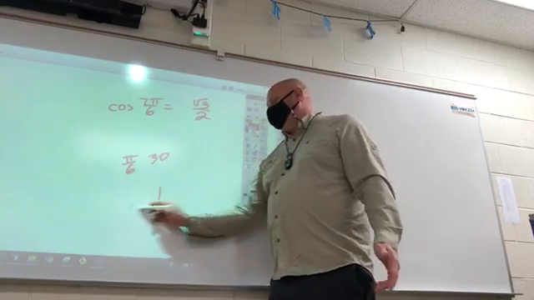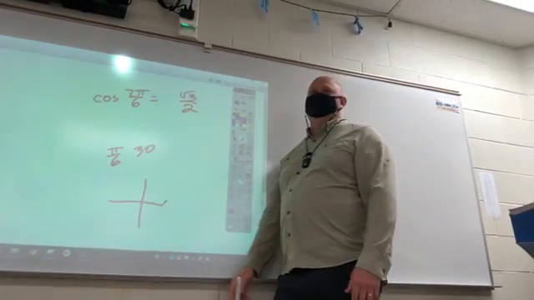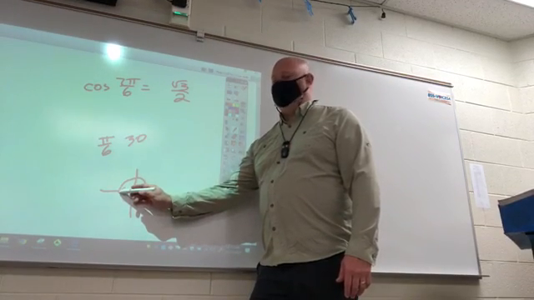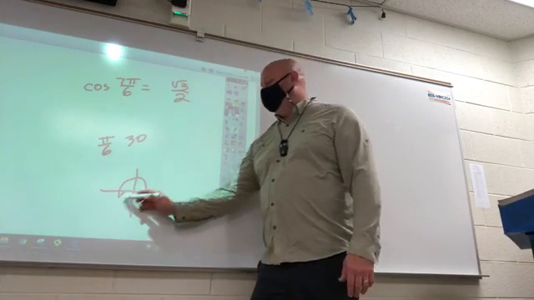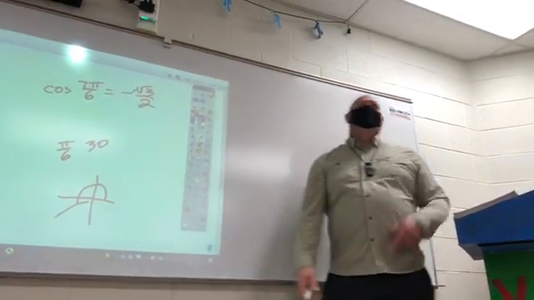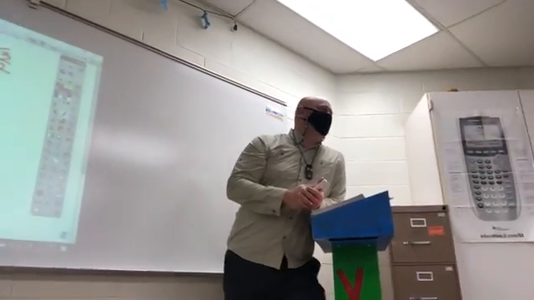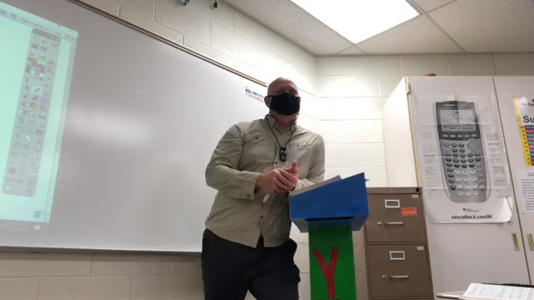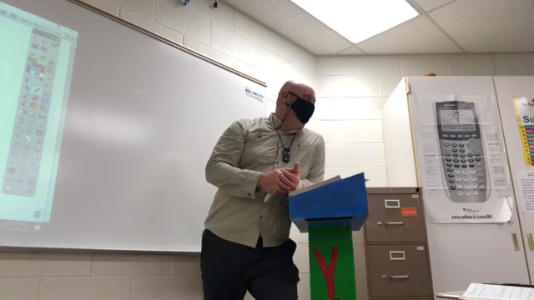7 pi over 6, isn't that a little bit bigger than 1 pi? Well, 1 pi would be 180. So it's a little bit bigger, so I'm in the third quadrant. So cosine is negative. Could you also convert that into degrees? Yes, but you're not going to have a calculator available. So good luck with that. A little harder. Not too hard, but a little harder.